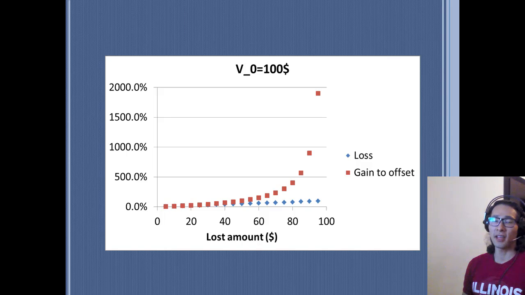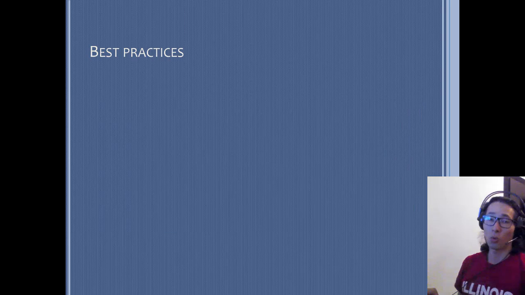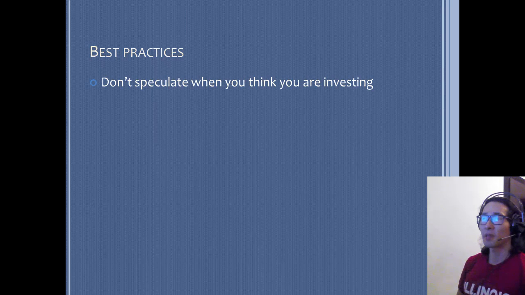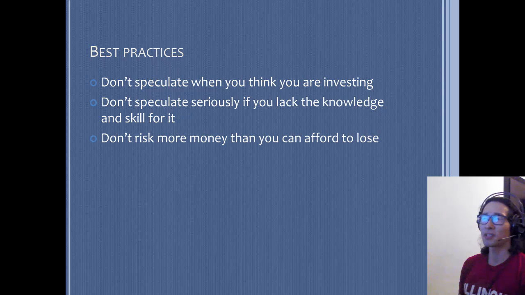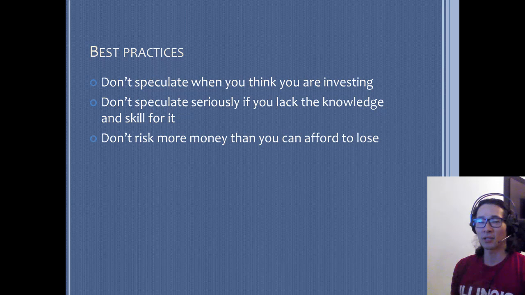But if we are speculating and we have a disastrous loss, we forgot to set a stop loss or we didn't hedge properly, it will be hard to break even, both mathematically and psychologically. Do not speculate when you think you are investing. Do not speculate seriously if you lack the knowledge and skill for it. And don't risk more money than you can afford to lose. Remember that many people have made a lot of money in the stock markets. And if we don't take risks, we never know what's going to happen. The only thing we know is that we are not going to make any money out of it. But please know what you're doing and be careful when you speculate.